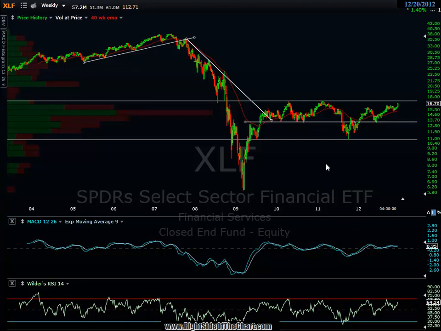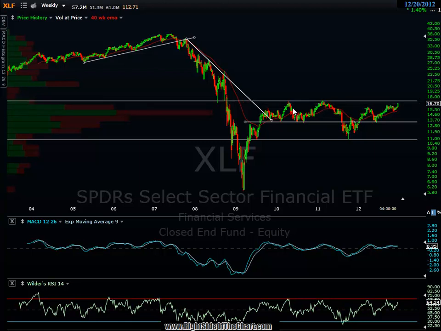This is XLF, the financial ETF, very important sector. Very, very solid resistance. XLF has been strong lately, no doubt about that. In fact, there's quite a few bank stocks, the charts that I did want to share on the daily time frame, so maybe I'll go for those this weekend or later this week, get those out. But either way, this is an important level to watch.